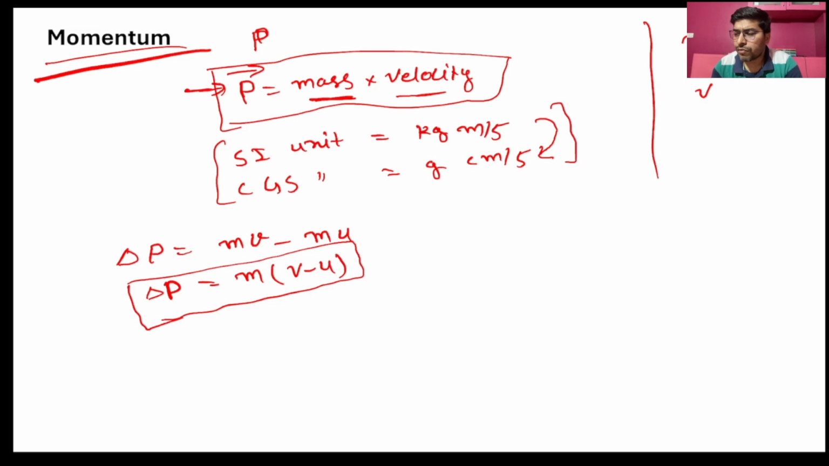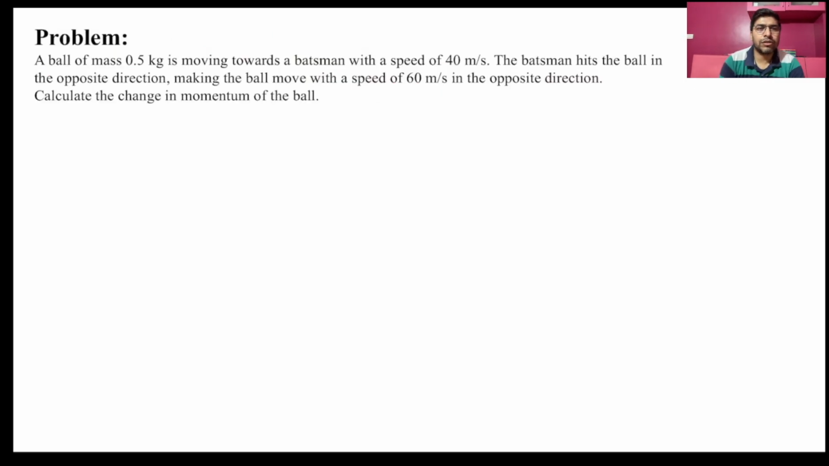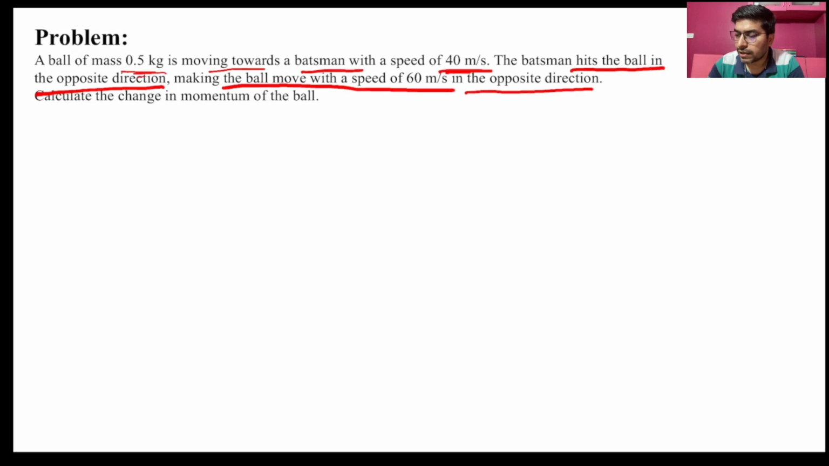Okay, so now we have to solve one numerical based on change of momentum. Given that a ball of mass 0.5 kg is moving towards a batsman with a speed of how much? 40 meter per second, right? The batsman hits the ball in the opposite direction, making the ball move with a speed of 60 meter per second. Okay, in the opposite direction, right? We have to calculate the change in momentum.